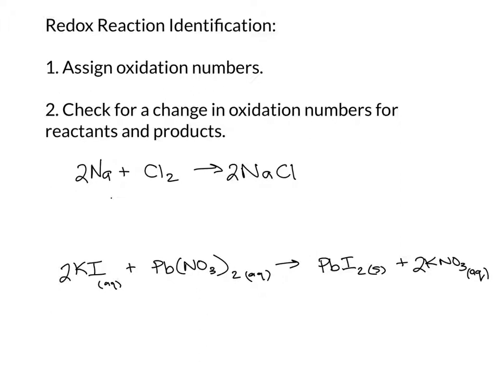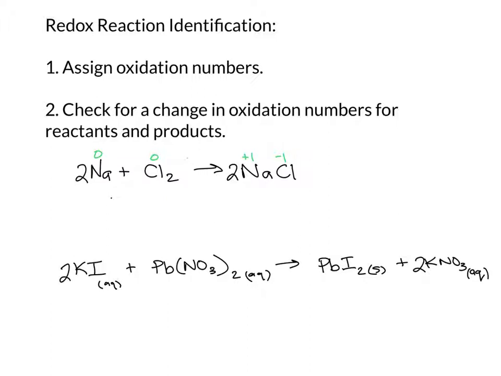Okay, so the first thing we're going to do is identify our oxidation numbers of all of our reactants and our products. Okay, so sodium is a lone element all by itself, so its oxidation number is 0. Chlorine as well is a lone element, so it will also have an oxidation number of 0. Sodium chloride is a compound. It's an ionic compound, so the components that exist in the compound are ions. With that being said, we know that sodium is going to be a +1 ion and chlorine is going to be a -1 ion.